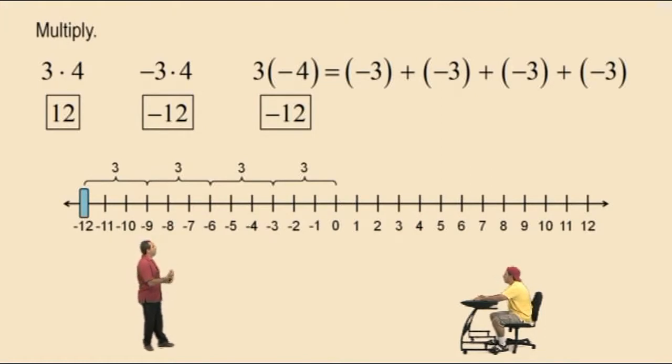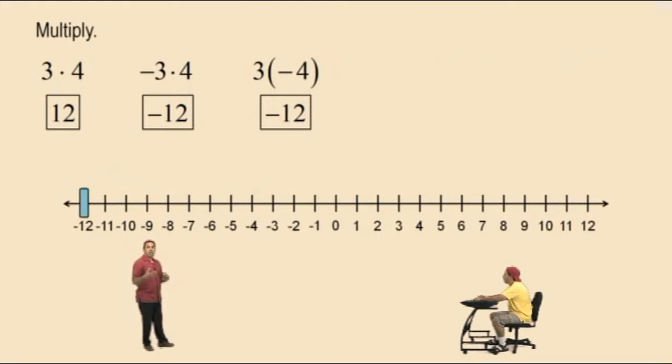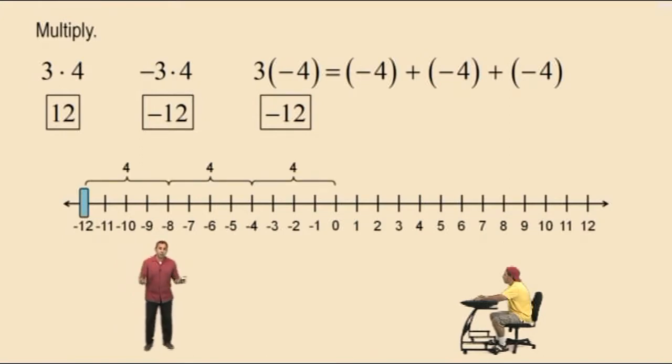Now, some of you will likely look at this as negative 4 plus a negative 4 plus a negative 4, right? And 3 times negative 4, by the commutative property of multiplication, is the same as negative 4 times 3, and some of you may see it that way. But either way, your 4's are being added in the negative direction, so you do get negative 12, right?